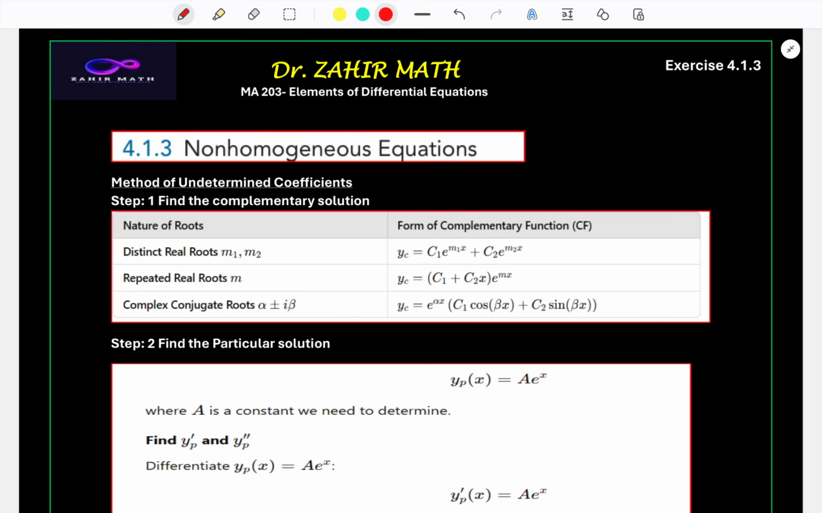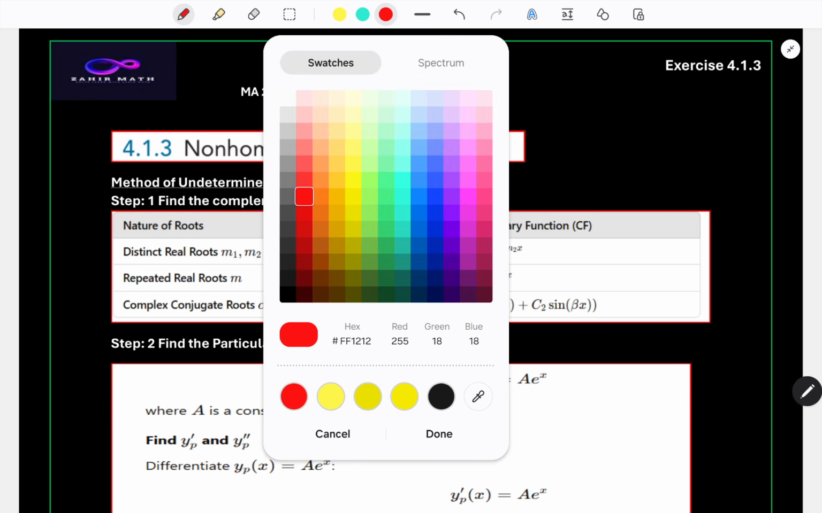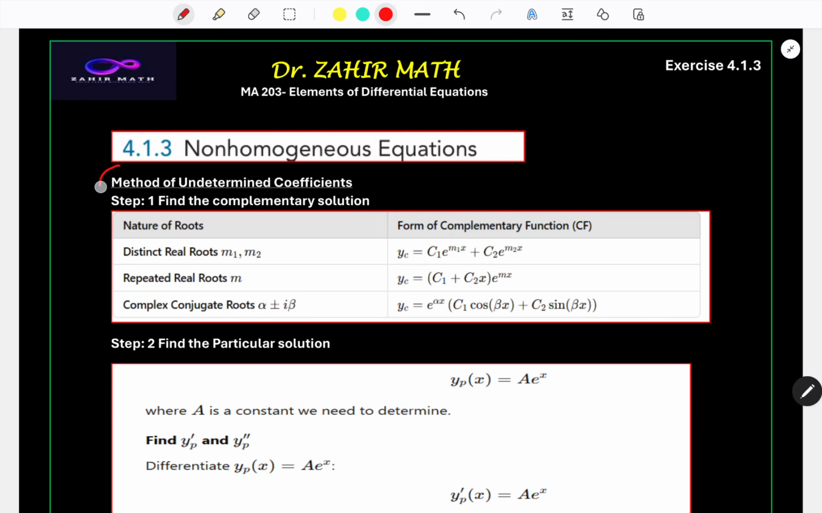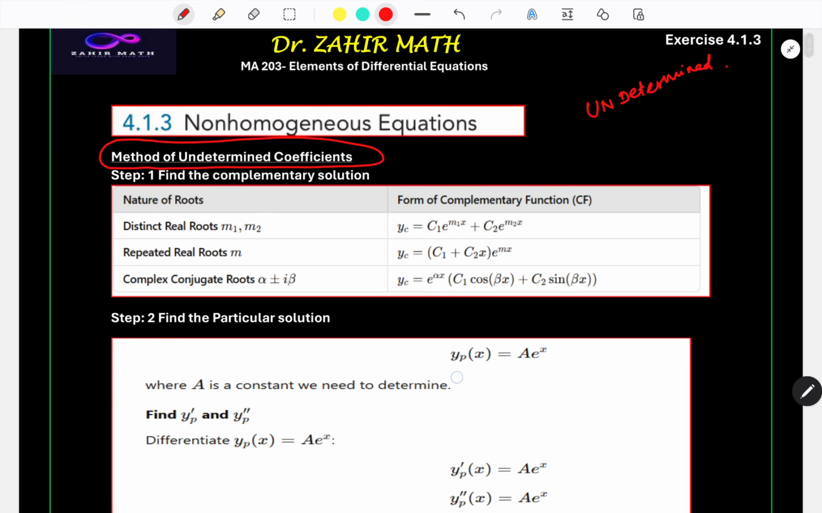So MA203, elements of differential equations, and we are going to study non-homogeneous differential equations. In this topic, we are going to study the method of undetermined coefficients, which I mentioned in the last video. What is this method? We are going to use three steps for this.